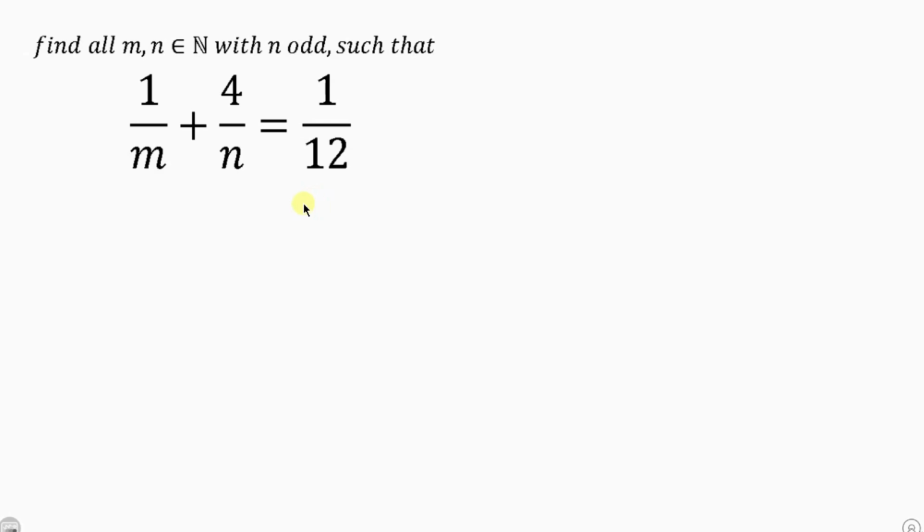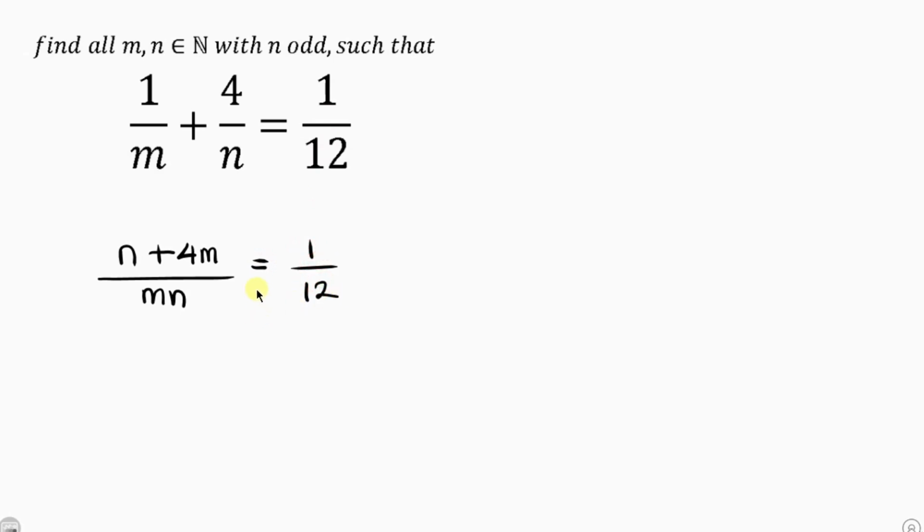Well, our first step towards solving this question will be to combine the fractions on the left. Combining the fractions on the left, we have the LCM to be mn. Now, mn divided by m, I'm going to be having n. So n times 1, that's n. Plus, do the same thing to this one. So mn divided by n, that's m. So m times 4, I'll be having 4m equal to 1 all over 12.